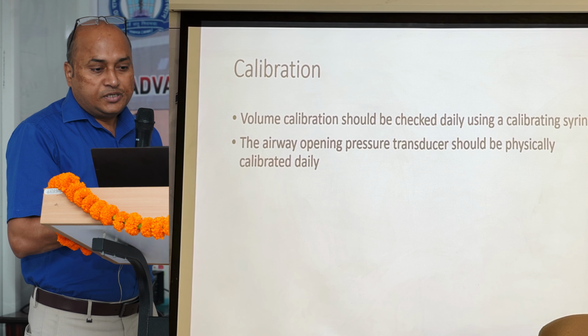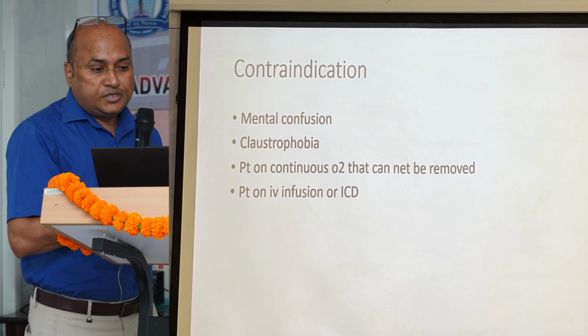Any machine, if not calibrated, we can't rely on the results given. Calibration is very common, and it should be done for every machine. Volume calibration should be checked daily using the calibration syringe, and the airway opening pressure transducer should be physically calibrated regularly. What are the contraindications of body plethysmography?